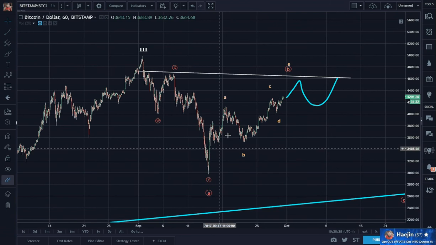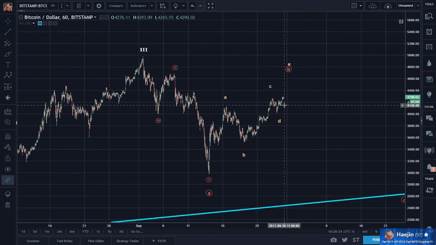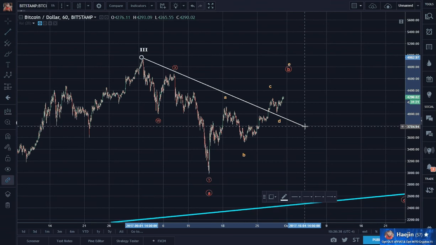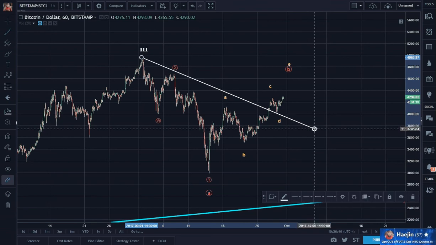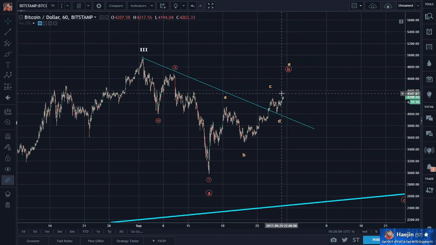Okay, now what would allow me to call the bottom? This is what I would look for. Remember how I said, yes, we need to get past this blue line resistance? Okay, we're past it. That was one of the indications I was looking for. And we passed it. We breached it.